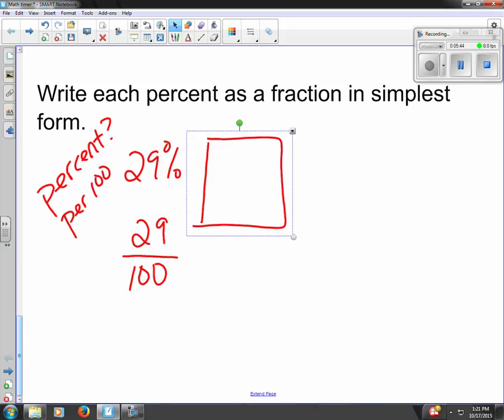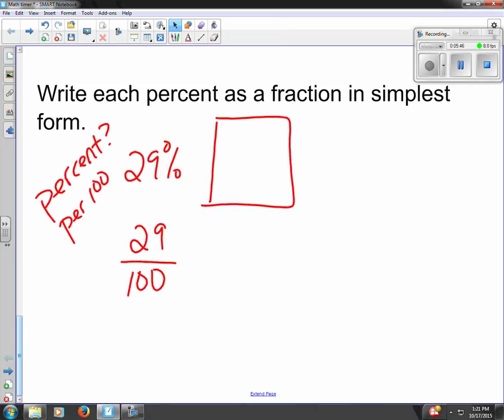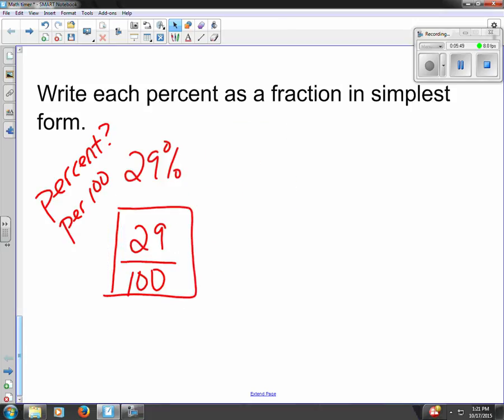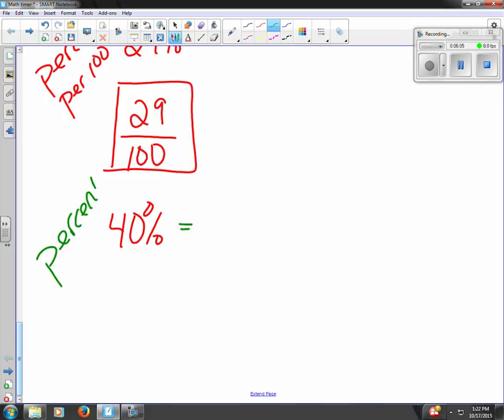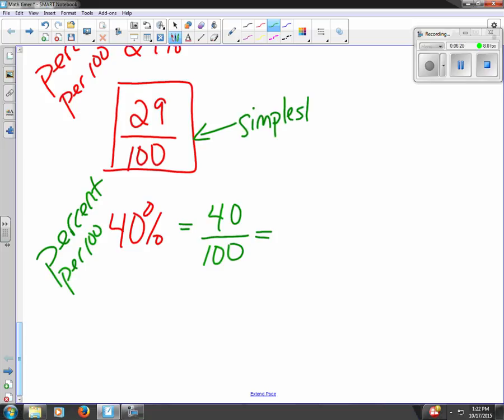I don't know why I can't move. Oh, it all goes together. Okay, well, I was going to move it over, but that's fine. All right, so 29 over 100 is for 29%. Well, let's look at 40%. How do I write that as a fraction? Well, what does percent mean? Percent means per 100. So we'll do 40 over 100. That makes it into a fraction, but now we have to simplify. 29 over 100 was already simplified, so that's done.